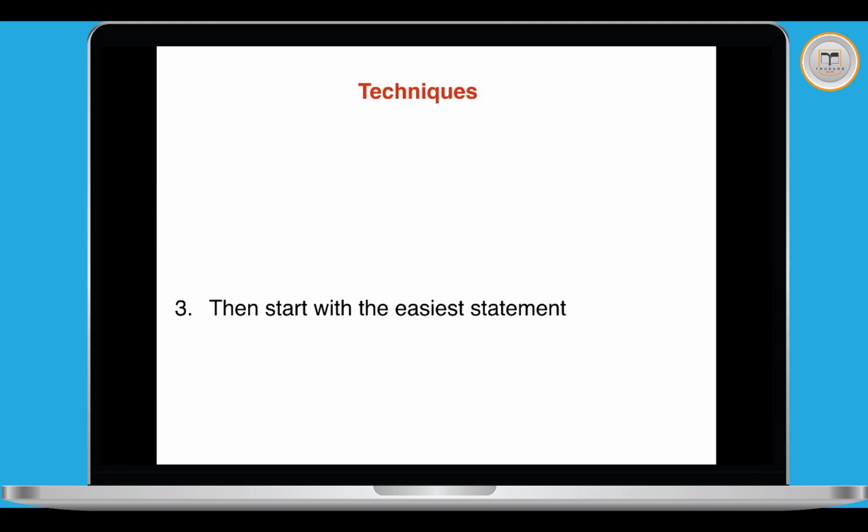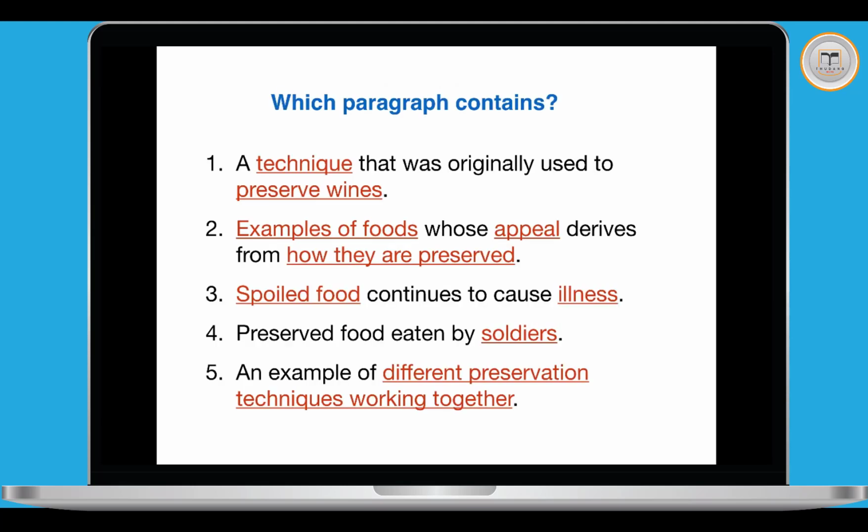start with the easiest statement. And remember, the easiest statement will be the one that contains information that you remember reading about. Did you remember reading about any of those keywords that we saw in our list of statements? Well, let's check. Here are the statements again with keywords underlined. Do you remember any of those words from what we read in paragraphs B, C, D and E? Well, when I did this exercise, I remembered 2 of these. I can get 2 of these answers from memory.